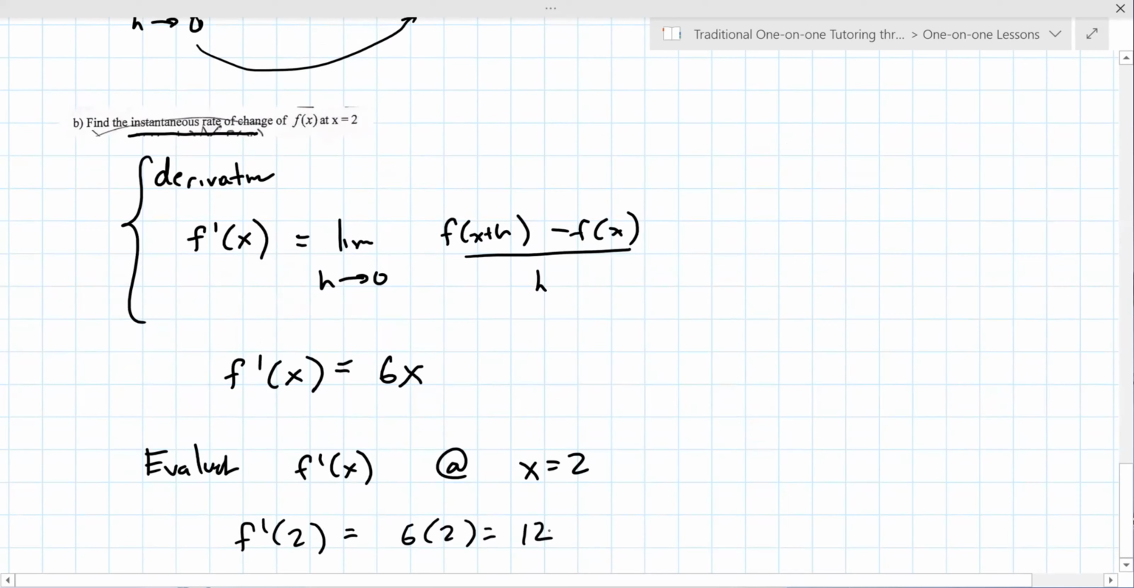Okay. So part B is really asking you to find the derivative through this difference quotient limit, get that function, and then put the value of 2 in. So 12 is your answer. 12 is your final answer. That's what they're looking for. But there's so much that goes into that.